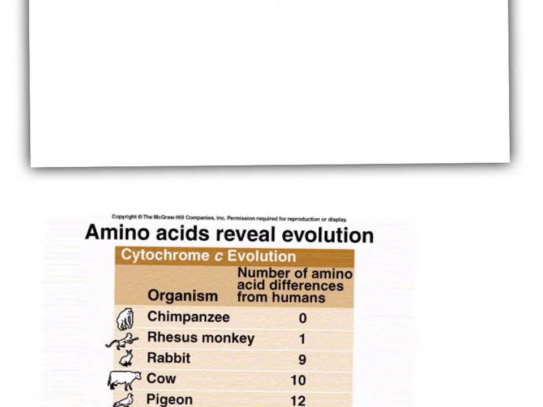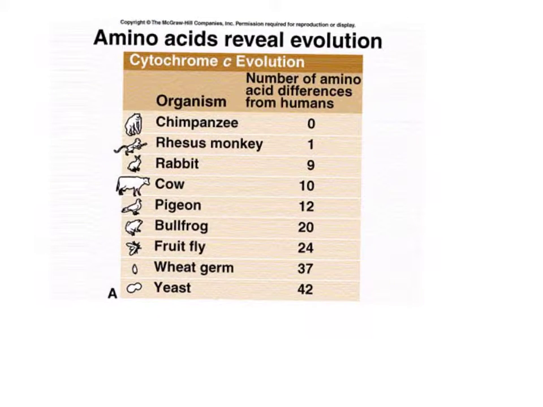Moving down to another little diagram. This diagram shows us the number of amino acids different in various cytochrome oxidase enzymes in different organisms, compared to ourselves, compared to human beings. So chimpanzee cytochrome oxidase is exactly the same as ours. Rhesus monkey is only one amino acid different. Rabbits are 9, cows are 10, etc.